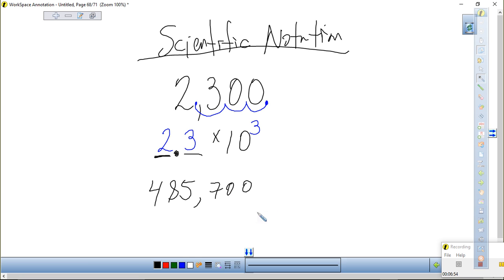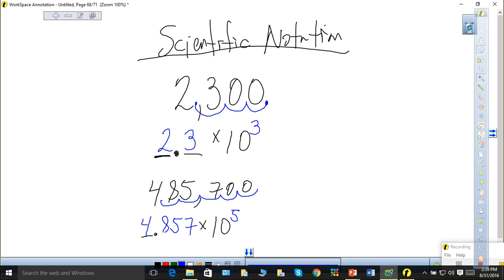485,700. I'm going to make this into scientific notation. We need a base 10, and we need a decimal, yes? How many numbers on the left of the decimal? Only one digit, yes? Therefore, I'm going to move the decimal 1, 2, 3, 4, 5 times. That goes right here. Therefore, my decimal is 4.857. You got it? All right.